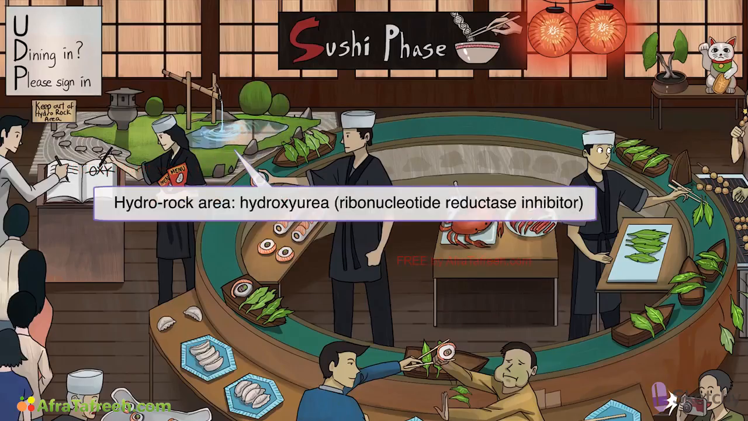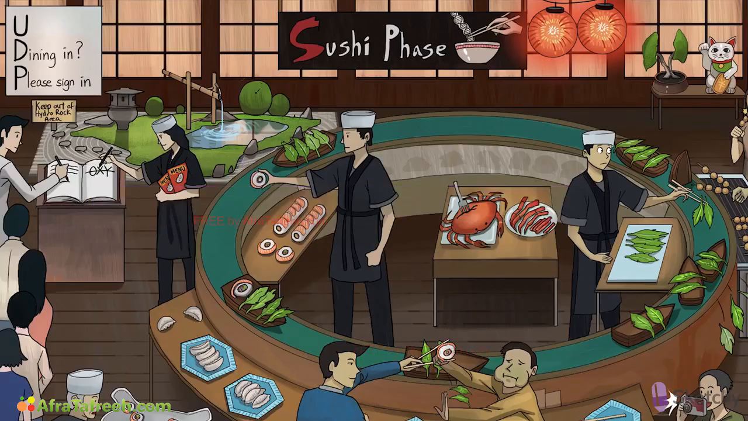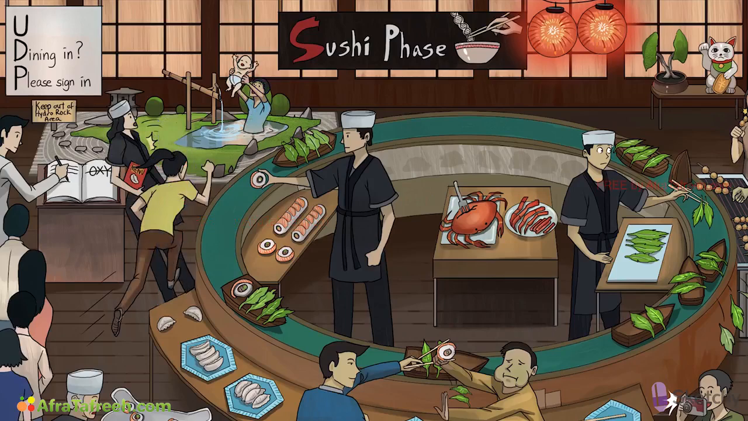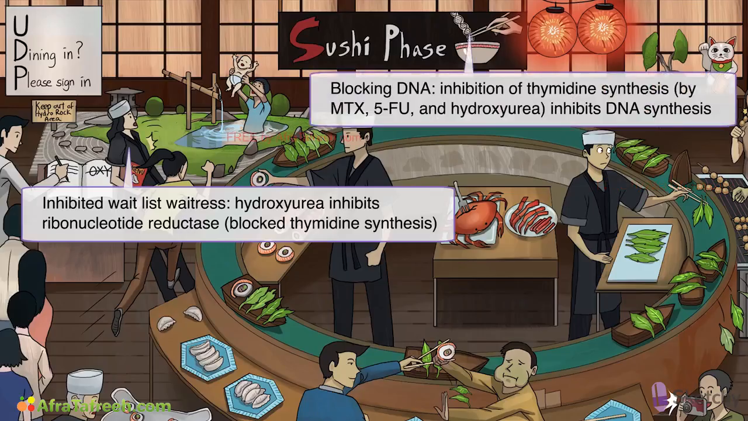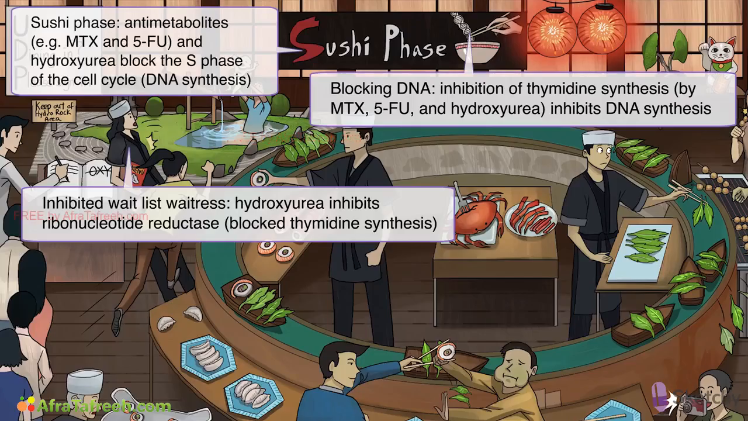A hydro rock area, if you will. The name hydro rock area should remind you of hydroxyurea, the chemotherapeutic agent that blocks ribonucleotide reductase. Notice how this mom here knocks over the ribonucleotide reductase waitress as she rushes over to get her kids out of that hydro rock area. Inhibited ribonucleotide reductase prevents the de novo synthesis of thymidine, which means DNA synthesis will be inhibited. This arrests the cell in the S phase of the cell cycle. That's S for Sushi Phase.